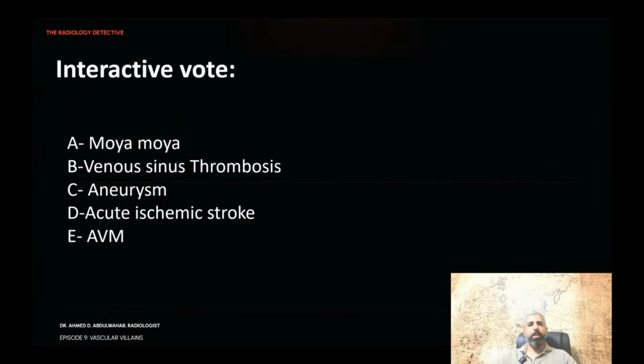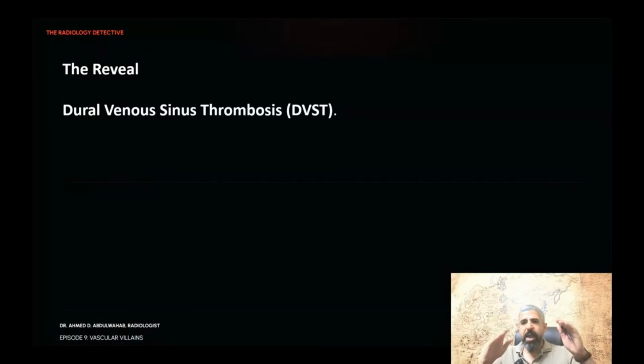What is it? A, Moyamoya, B, venous sinus thrombosis, C, aneurysm, D, acute ischemic stroke, or E, AVM? And of course, the reveal is a dural venous sinus thrombosis of the superior sagittal sinus. High intracranial pressure from venous congestion is the result. So anticoagulation is the key to reopening the drain.